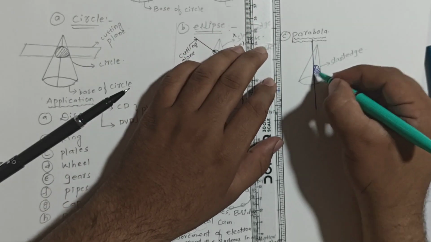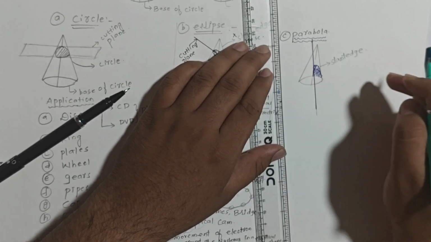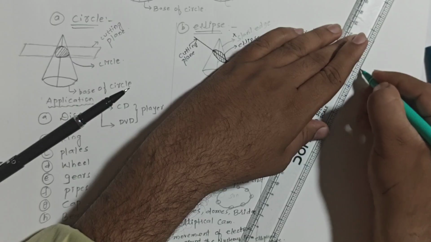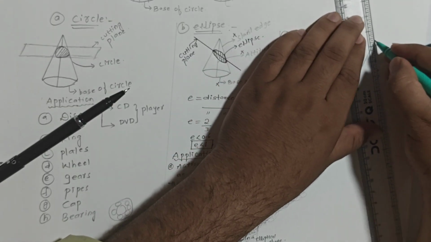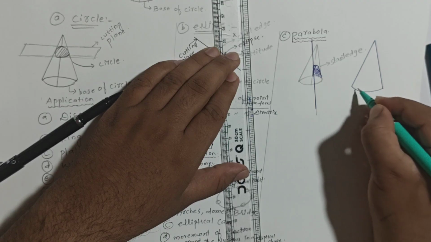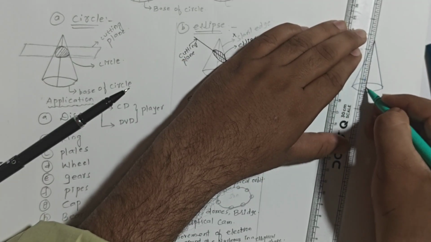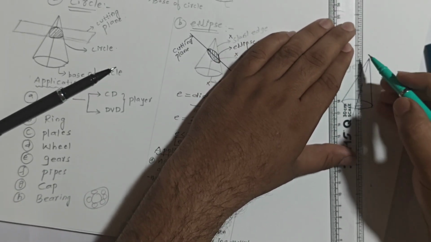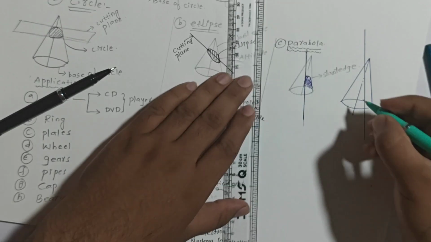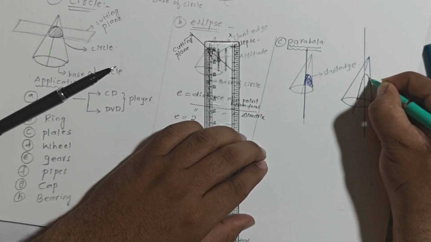Okay, then the shape is how it is there? Parabola. Again, I will draw the image properly. Let us see. We need to cut this cone in such a way that the cutting plane should be parallel to the slant edge. On the surface of the cone, the parabola will appear.